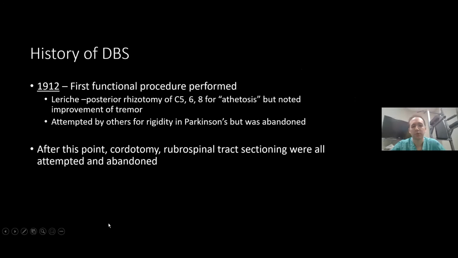1912 is kind of where things first began. Lurich had done a posterior rhizotomy for what was described as athetosis, but really at the time could have easily been Parkinson's. He noted an improvement of tremor. Various other people tried it, but the effects were not predictable or not able to be reproduced. So then various other surgeons had tried other things like chordotomy, rubrospinal tract sectioning. They tried all kinds of things, but it really just wasn't having the kind of effects that they wanted.